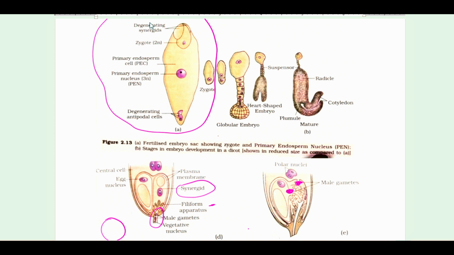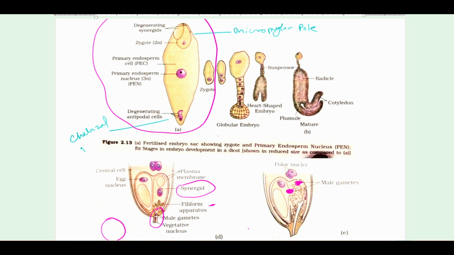Whenever we are drawing the embryo sac outside the ovule, I always suggested you have to mention the pole. So here this is the micropylar pole, and the pole which is at this side, this is called as what? Chalazal. Whenever you are drawing the embryo sac outside the ovule, you have to mention these two poles, otherwise the diagram is incomplete.